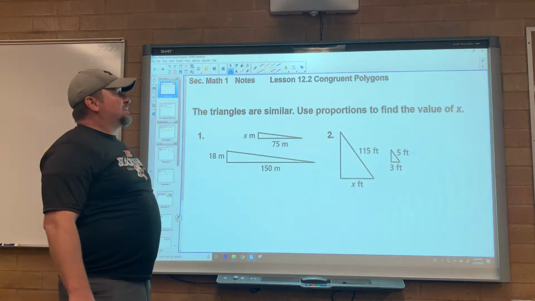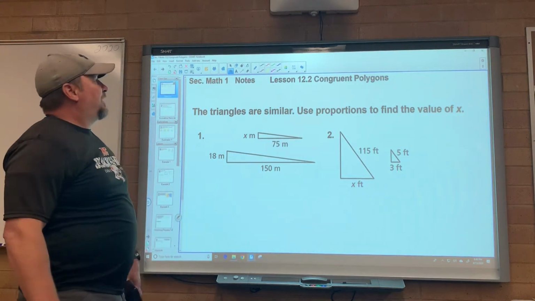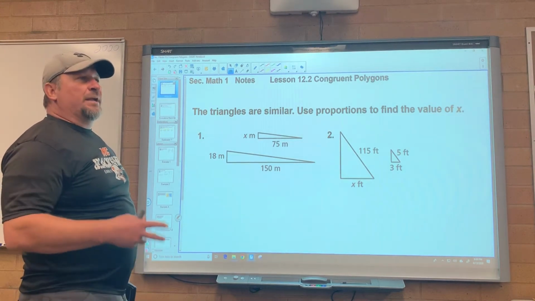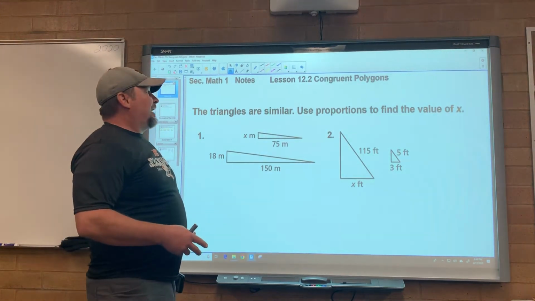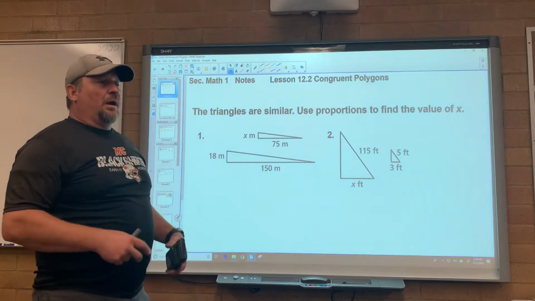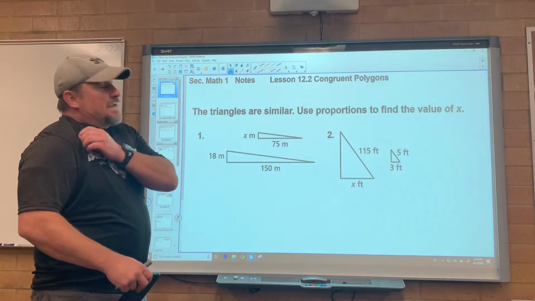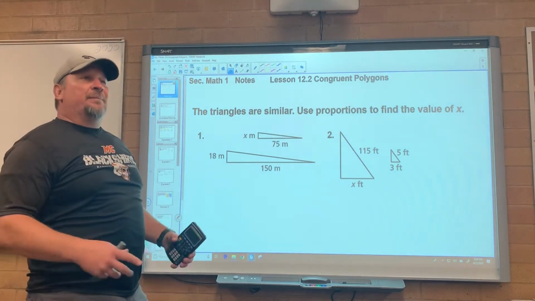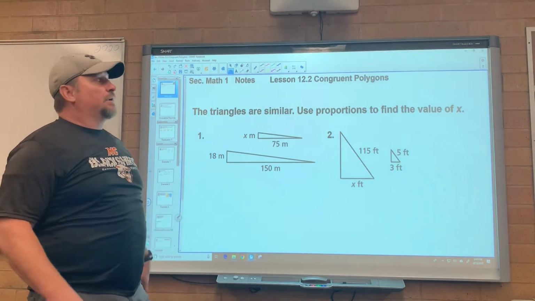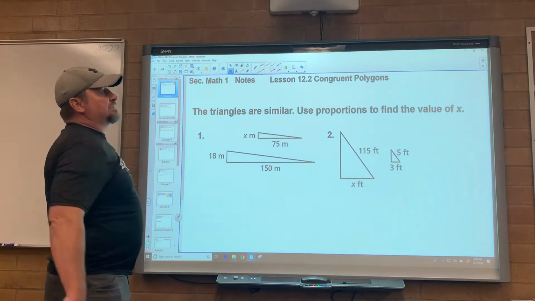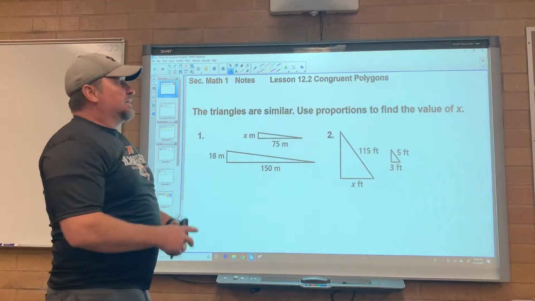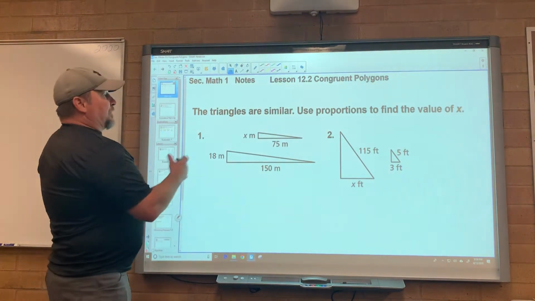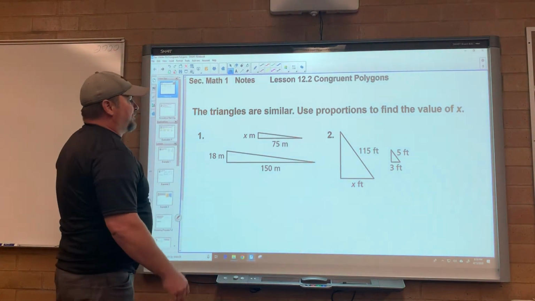This question deals with similar shapes. Two shapes are similar if they have the same shape, but one shape's obviously bigger than the other. That makes them similar, not congruent. Notice today's lesson is called congruent polygons. So these are not congruent, they are similar. So I want to review with you how to solve for this problem.